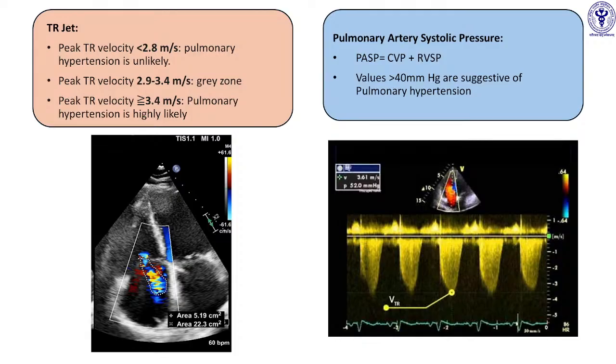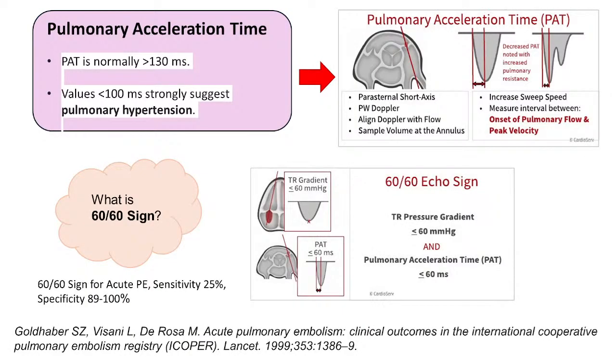The TR jet: get a TR jet in the 4-chamber view, and just put the Doppler over there. A TR jet more than 3.4 meters per second suggests pulmonary hypertension is very highly likely. That gives you the pulmonary artery systolic pressure, which is the central venous pressure plus the right ventricular systolic pressure. Through the graph, you will get the right ventricular systolic pressure when you trace it. Values more than 40 mmHg again are suggestive of pulmonary artery hypertension. Something known as the pulmonary acceleration time.